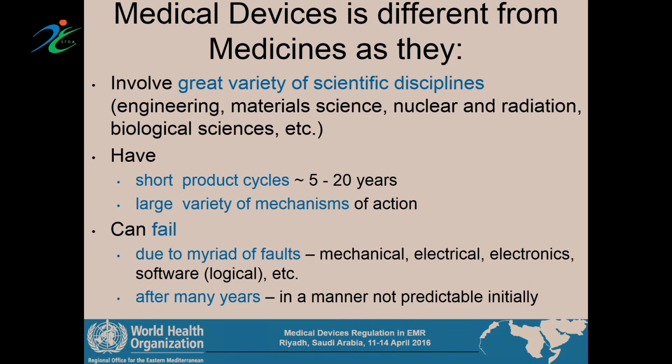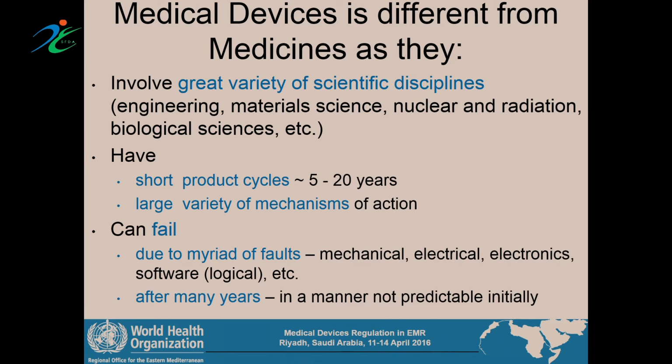And there are several things ongoing together for a device to work: electrical, mechanical, and many other disciplines. And because of this, the devices can fail for many reasons. They can fail mechanically, they can fail electrically, the software can be damaged, and so on. So as a regulator, we have to ensure the functionality by ensuring all of these and having something to say about all of these things.